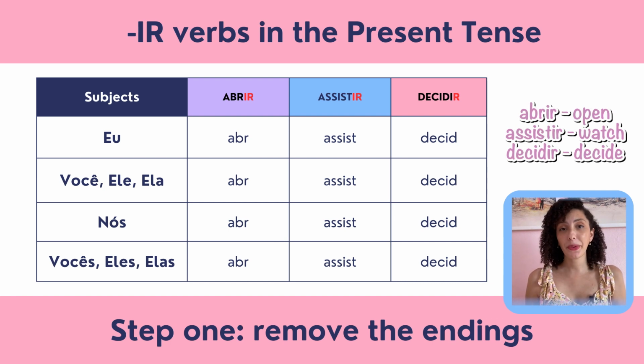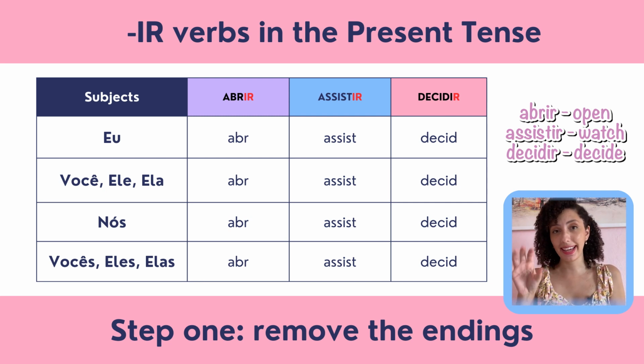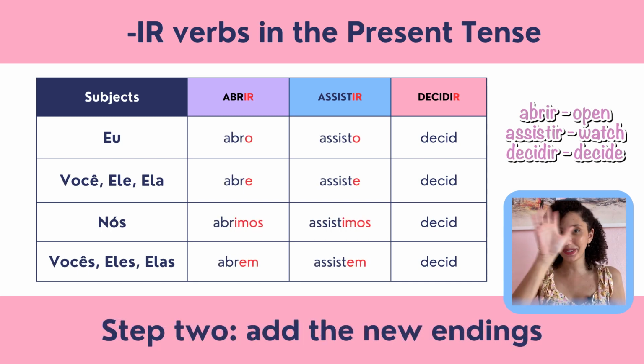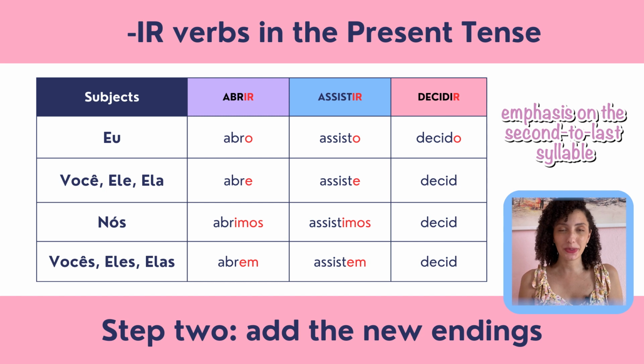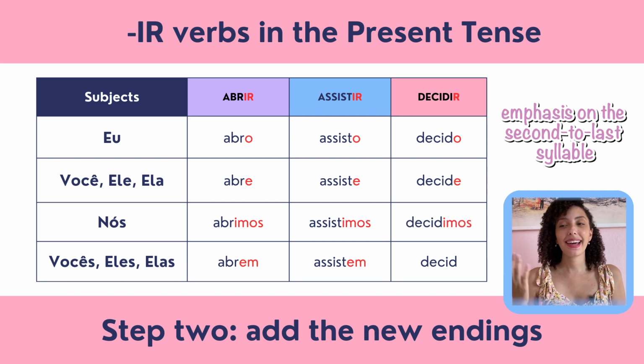For example, abrir, assistir, decidir. So we again get rid of their endings and add the following. So how would you say I decide? Eu decido. You decide. Você decide. We decide. Nós decidimos. And they decide.